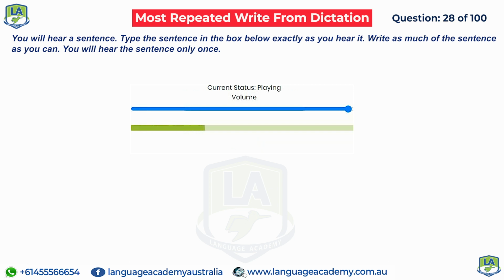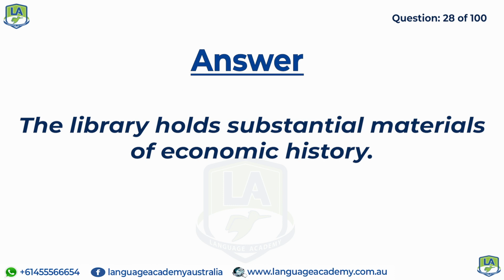The library holds substantial materials of economic history.